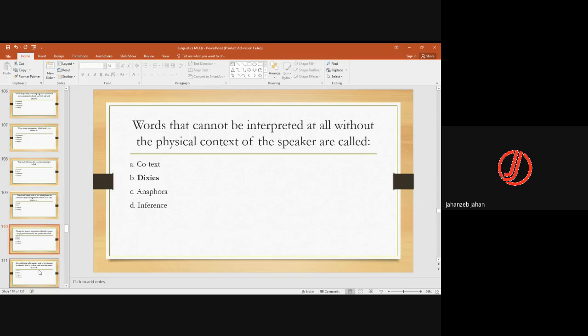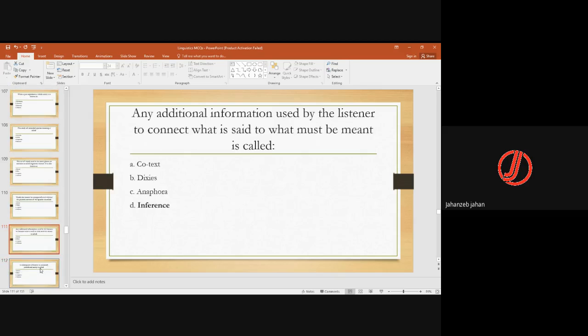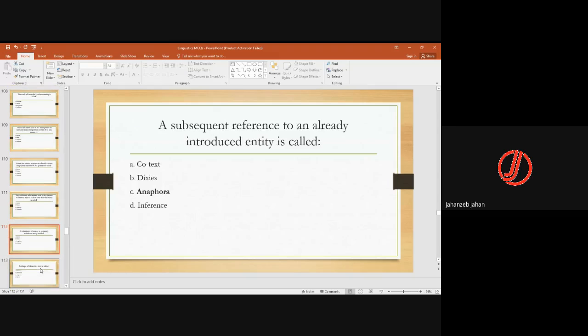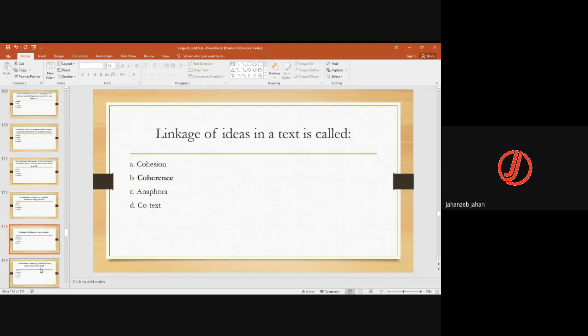ये वही बात जो हमने पहले की कि deixis के लिए physical knowledge का होना जरूरी है. And additional information used by a listener to connect what is said to what is meant is called inference. कि आपने कोई reference दिया और अगले ने उसको infer किया. A subsequent reference to an already introduced entity is called anaphora. जब एक चीज discuss हो गई तो जब उसको दोबारा refer किया जाएगा, that will be anaphora or anaphoric expression. Linkage of ideas in a text is called coherence.